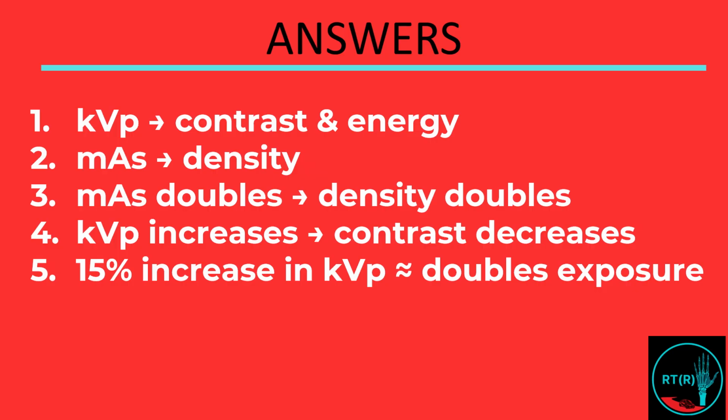And the answers are: question 1. What does kVp control? kVp controls contrast and energy. Question 2. What does mAs control? mAs controls density. Question 3. What happens if mAs doubles? mAs doubles, density doubles. Question 4. What happens if kVp increases? kVp increases, contrast decreases. Question 5. What does the 15% rule do? The 15% rule: increase kVp, doubles exposure. These are the core relationships tested repeatedly on the ARRT exams.